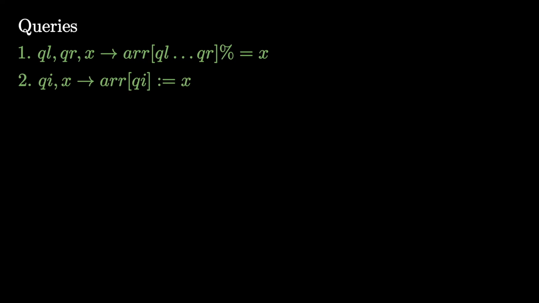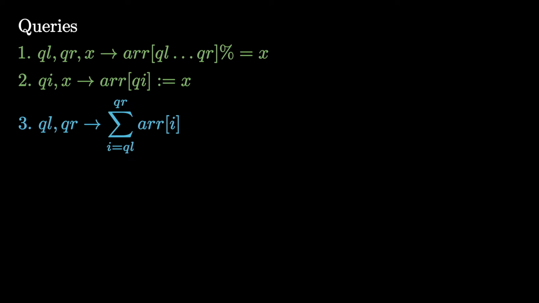The first query is to take all the numbers on the segment modulo some number. This operation is called %equal. That is, we're given QL, QR, and X, and we must replace all the numbers on the corresponding segment with their remainder from the division by X. The second query is an assignment at a point. Given QI and X, we need to replace the element at a position QI with X. The third query is segment sum. QL and QR are given, and you need to return the sum on this segment.